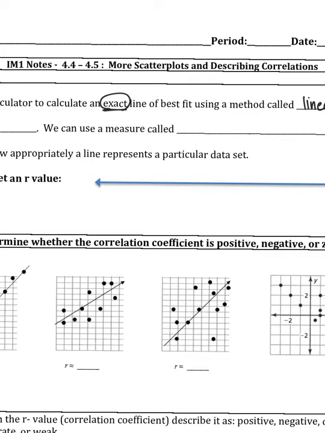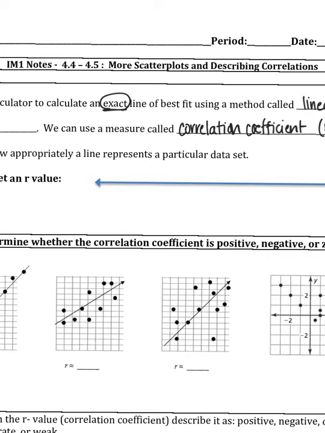In order for us to assess how good the linear strength is for a line, we use a measure called the correlation coefficient. And we use the letter R to represent that number. And this helps us determine how appropriately a line fits a particular data set.